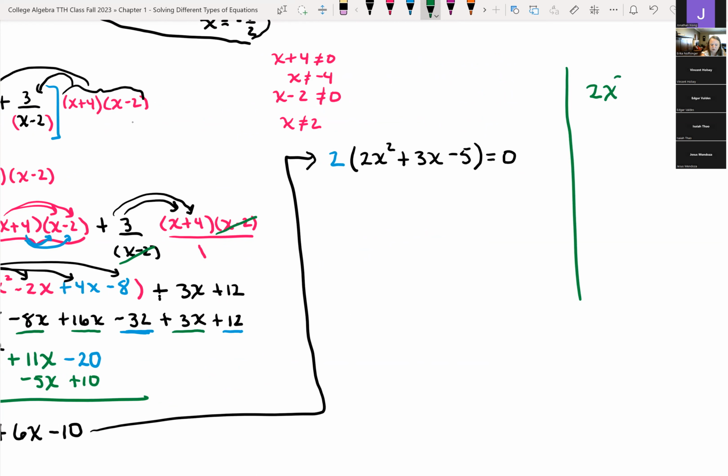So I have this 2x squared plus 3x minus 5. I'm just looking at how to factor this. So I'm looking at a times c. a is the coefficient in front of the x squared, which is 2. And c is the constant, which is negative 5. So that would give me back negative 10. I'm looking for something that multiplies to negative 10, but would add to give me my middle term, 3.